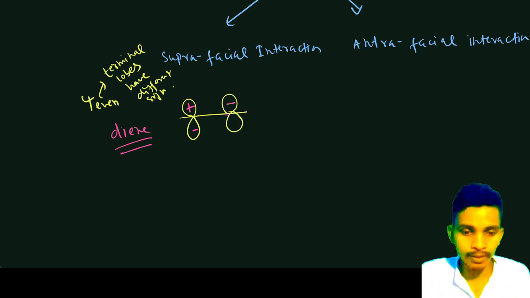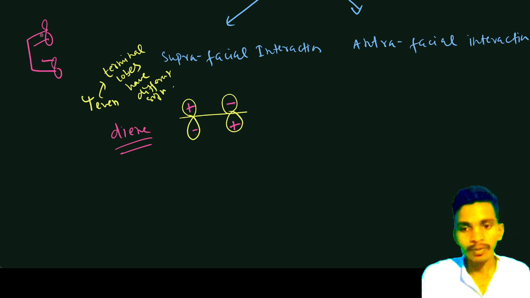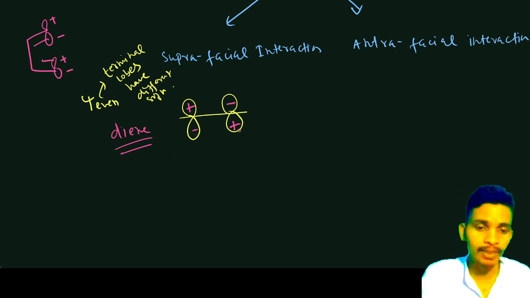Okay, so if this is positive, then this has to have the opposite sign, negative, and this has to be positive. Because we see that the dienophile's terminal lobes will do the interactions, that's why we represent these terminal lobes. And if it is negative, then this has to be negative, this has to be positive, because they will have opposite signs. So that's why I represent the diene in these directions.